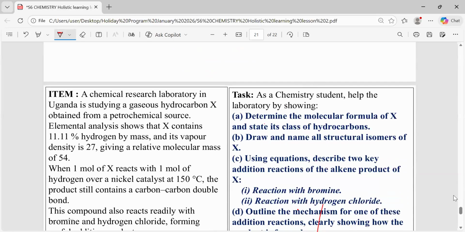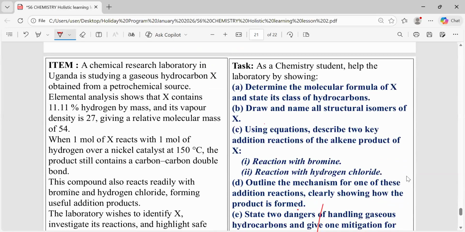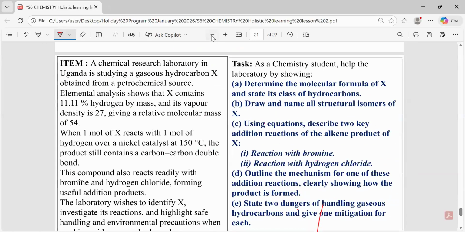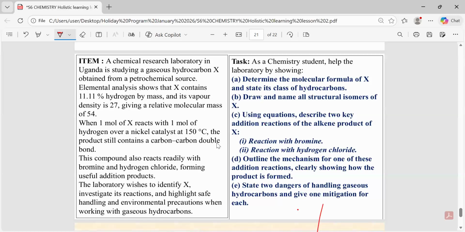Now, there is a practice item which I have put for last. This is our practice item. I'm going to share it on the group. Let's make sure that we also try it out. This practice item is to help ourselves know whether we have understood this topic very well. And therefore, when you're doing this, make sure that you do it without copying anywhere.